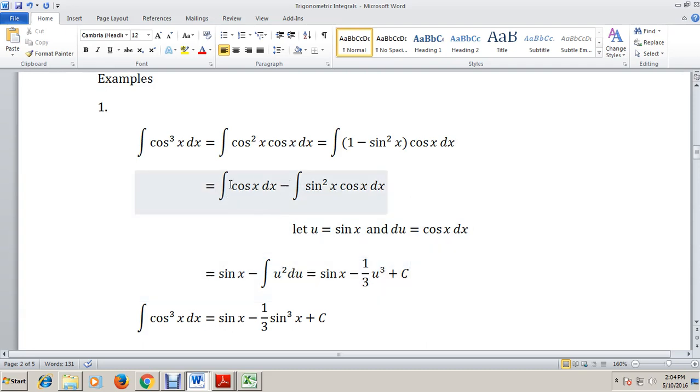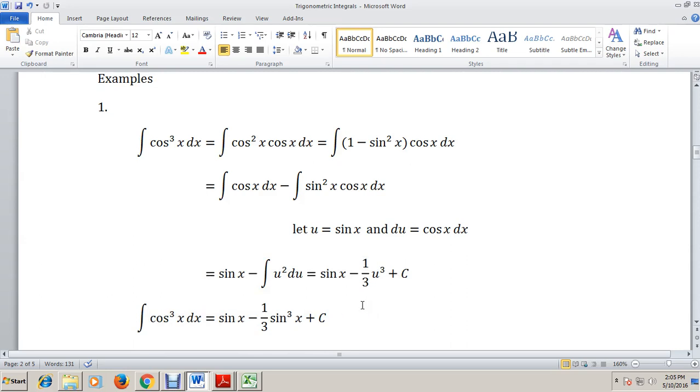While the first part of the integrand already has a solution, integral of cosine x dx is equal to sine x. What is left for us now is to perform the integral of u squared du, making use of the power formula. So from here, sine x minus integral of u squared du becomes sine x minus 1/3 u cubed, then plus c. Okay, replacing back the value of u, where u is equal to sine x, u cubed becomes sine cube x, then plus c. Okay, so finally we have the answer for the integral of cosine cube x dx equal to sine x minus 1/3 sine cube x, then plus c.